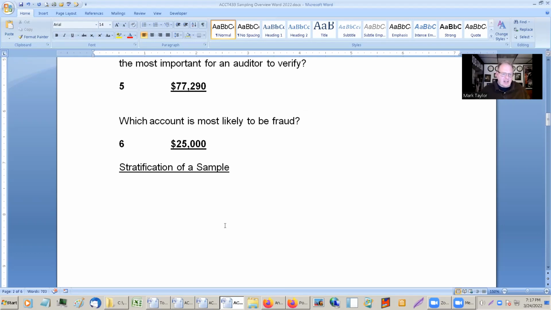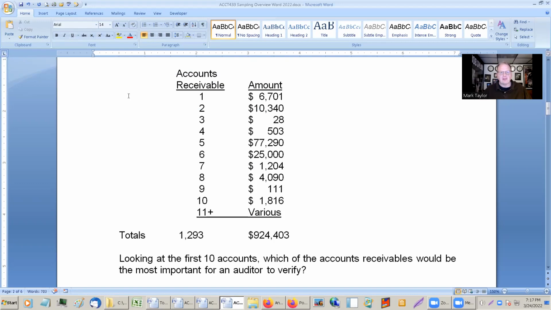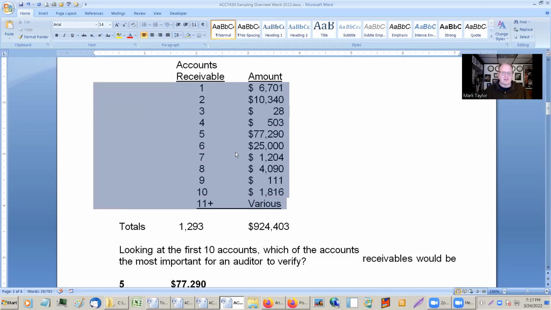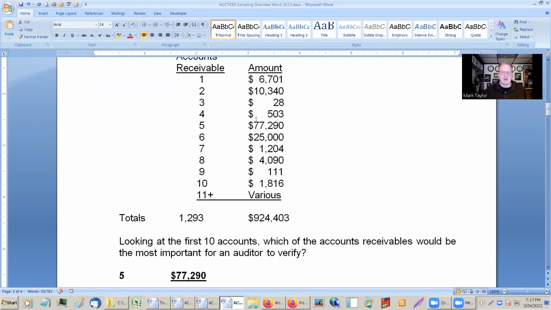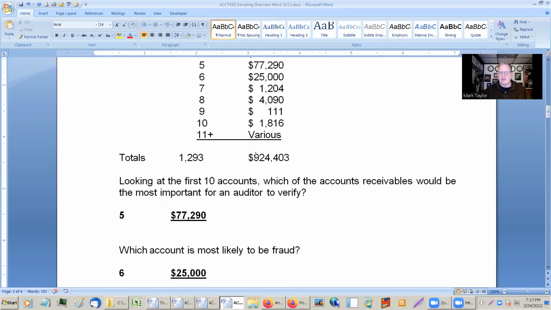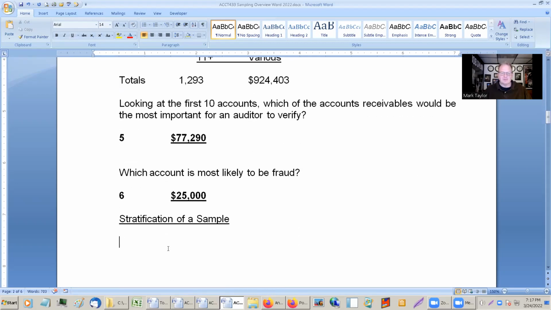Okay, stratification of a sample. What you might do is stratify this sample, and you want to make sure that everything could be picked, but there are certain ones that are more important to you. For instance, 5 and 6, probably more important to you. Number 2 is up there. So the question is, how do we do this? How do we make sure that we pick the ones that are most important? So you go about doing a stratification of the sample. So anything that's over, say 10,000, maybe you take 100% of those.